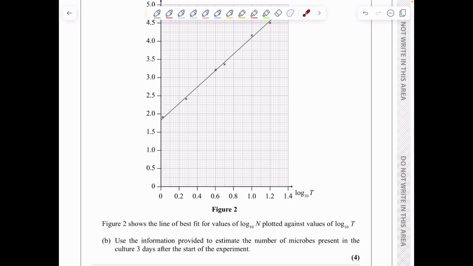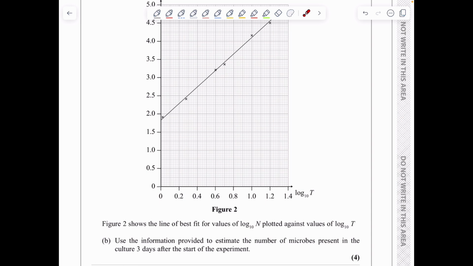In part B, we've got the line of best fit shown on the graph here, where log N is plotted against log T, and we need to use the information provided to estimate the number of microbes present in the culture 3 days after the start of the experiment. Well, obviously we're dealing with a straight line. I need to determine 2 points that lie on the line.